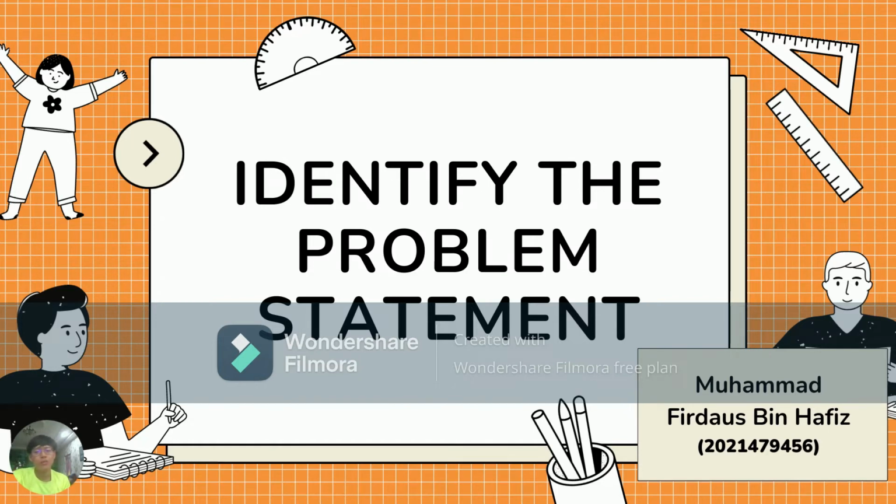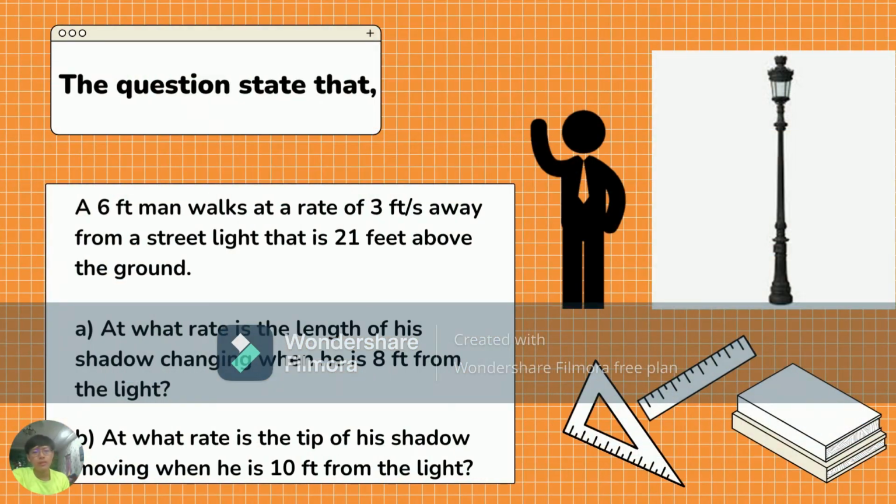So today I want to present about identifying the problem statement. The question states that a 6-feet man walks at a rate of 3 feet per second away from a street light that is 21 feet above the ground. Question A. At what rate is the length of his shadow changing when he is 8 feet from the light? Question B. At what rate is the tip of his shadow moving when he is 10 feet from the light?